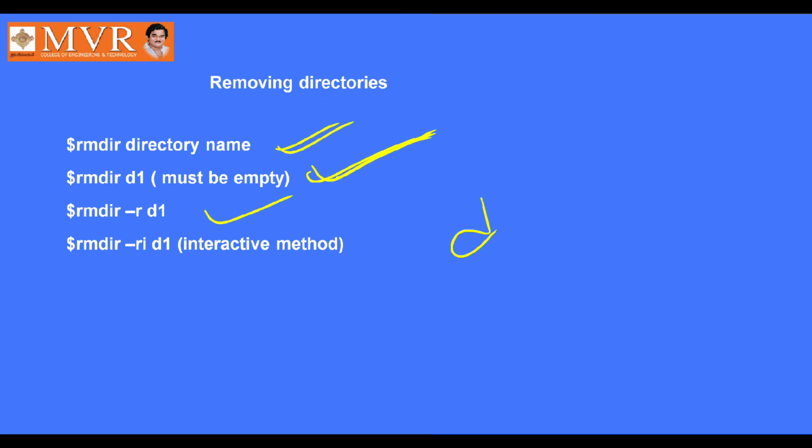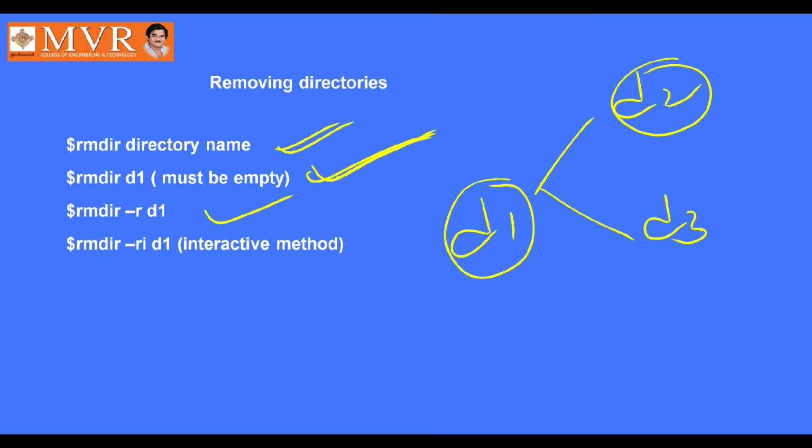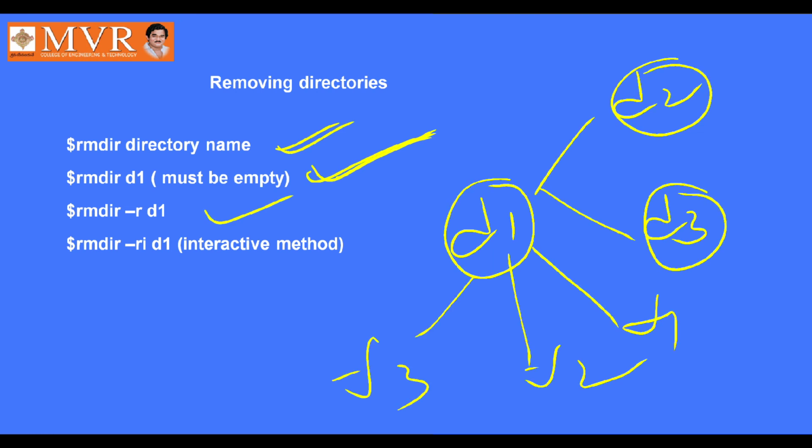Recursive means, for example, d1 is a directory and it has some directories, d2 and d3, and similarly it also contains three files, f1, f2, f3. Whenever you use the normal rmdir command to delete d1, it will not allow you to delete it, because it already contains the d2 and d3 directories and the f1, f2, f3 files. So it will not allow us to delete it.